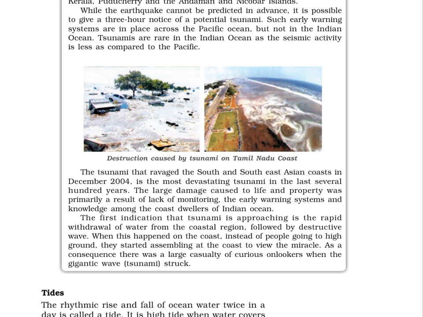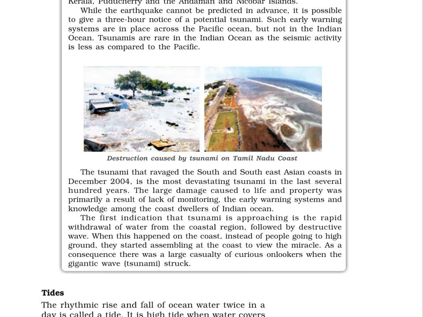The tsunami that ravaged the South and Southeast Asian coasts in December 2004 is the most devastating tsunami in the last several hundred years. The large damage caused to life and property was primarily a result of lack of monitoring, the early warning systems, and knowledge among the coast dwellers of Indian Ocean.